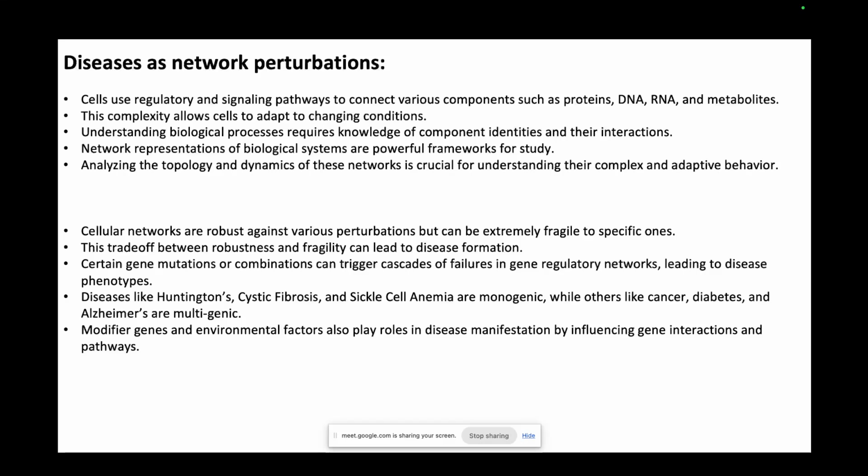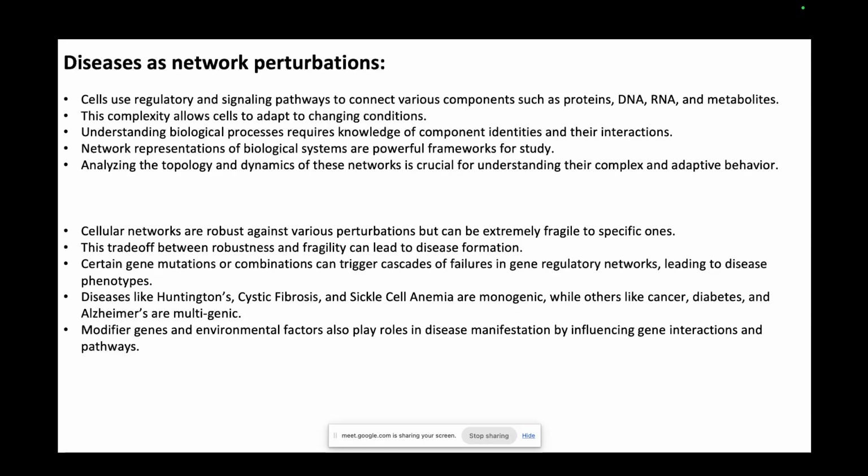Certain gene mutations or combinations can trigger cascades of failures in gene-regulatory networks, leading to disease phenotypes. Examples are Huntington's disease, which is caused by a repeat expansion, cystic fibrosis, where I forgot the exact mutation, and sickle cell anemia, which has a missense mutation. These are monogenic diseases. These are diseases which are formed if you perturb just one gene.